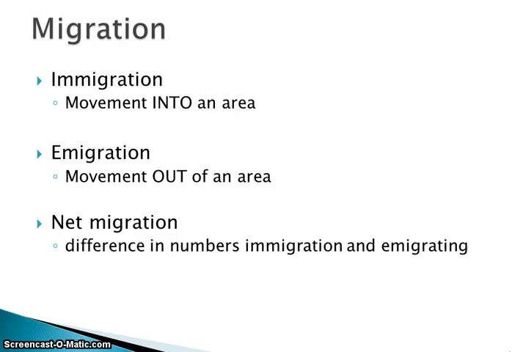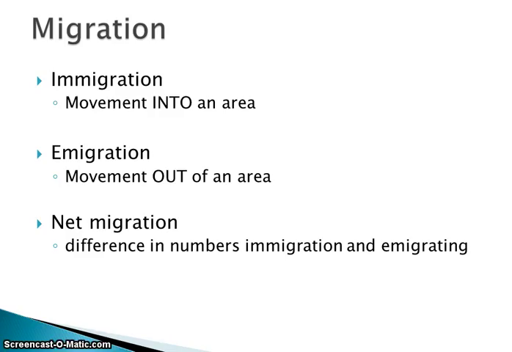Right, so we're going to look at migration. Migration is basically the movement of people. So immigration means people move in to the area. Emigration means people move out. So we would emigrate to Australia, where people immigrate into our country currently.